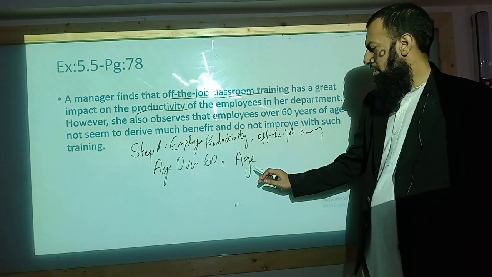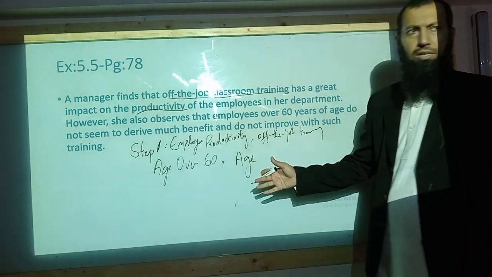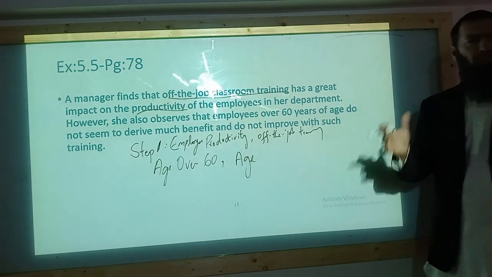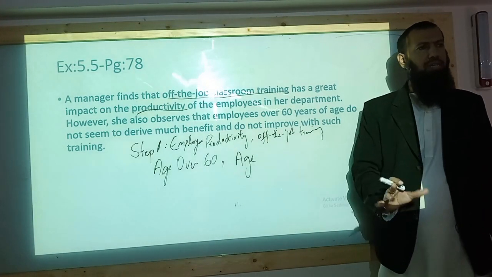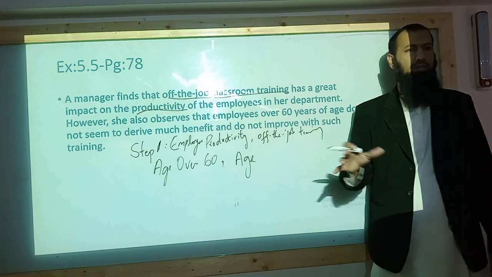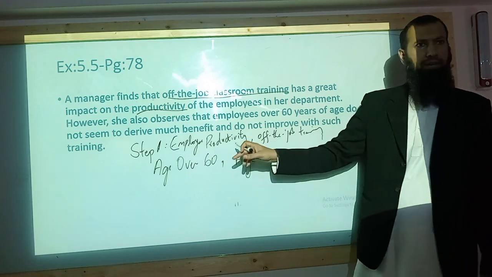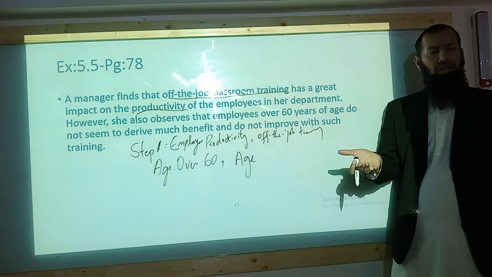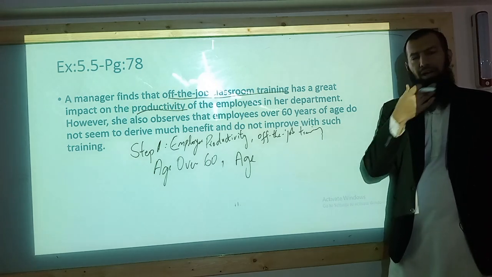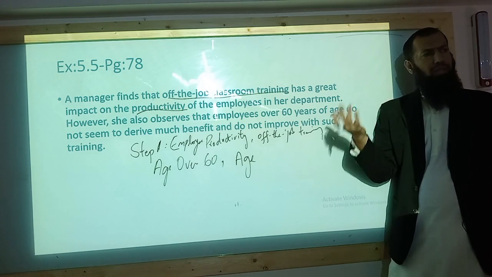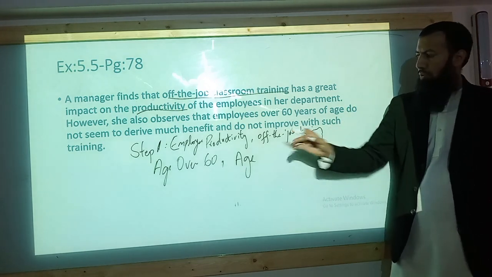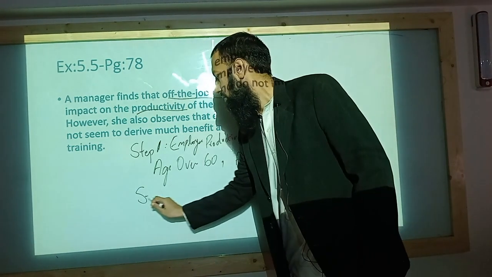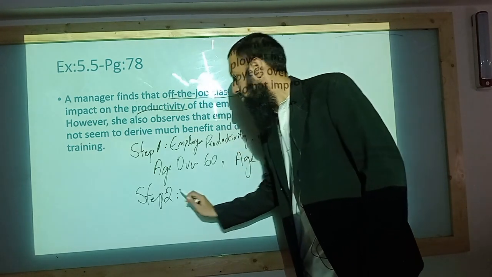But sir, they specifically mentioned here 60 years of age. So you can take both. Okay? Age over 60 or age. Both are correct. But age over 60 is a better one. Why? Because it is telling you more, similar to employee productivity. It is more representing actually. Only productivity can be labor productivity, or the productivity of anything, even productivity of machinery. So we go with employee productivity and off-the-job training and this. So step 2 is we categorize the variables. So what is the categorization?